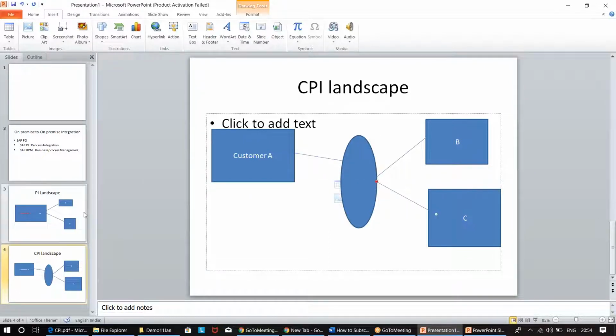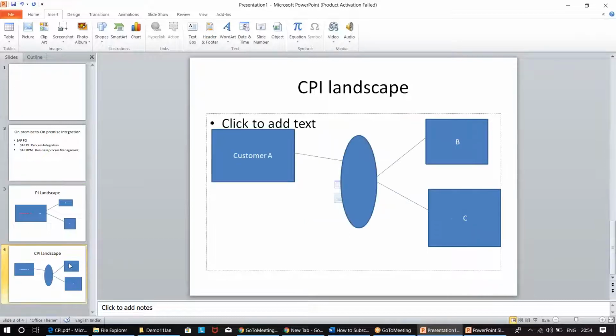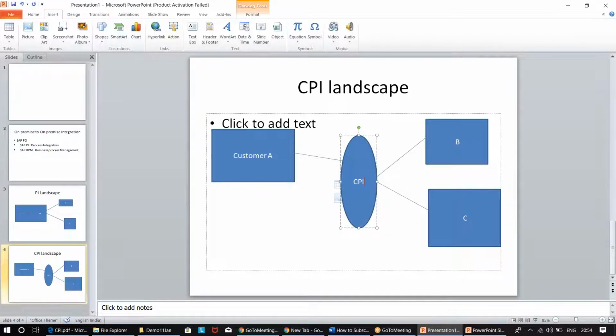Okay, so right now, what exactly is the difference between a PI landscape and a CPI landscape? In your PI landscape, you have to install that particular PI installation or middleware on your landscape. Compared to that, your CPI sits outside your landscape, so it can be accessed through HTTP, HTTPS, or through the internet. It sits outside this particular box, and this is how the communication between these two different applications happens. So this is the difference between your PI landscape and your CPI landscape.